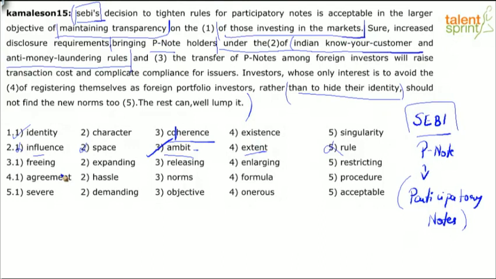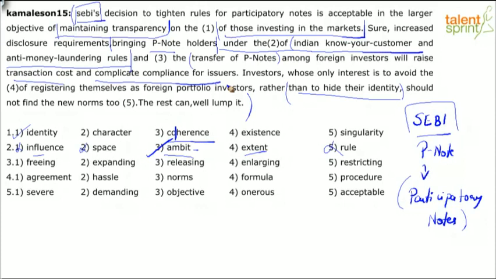Moving on. And dash the transfer of P notes among foreign investors will raise transaction cost and complicate compliance for issuers. So what do you think if we do to the P notes will raise transaction cost and complicate compliance for issuers? Both of these are negative outcomes. So what action, if I take it for the transfer of P notes, will cause that negative outcome? Think about it. Look at my options: freeing, expanding, releasing, enlarging and restricting. It's a negative context, right?